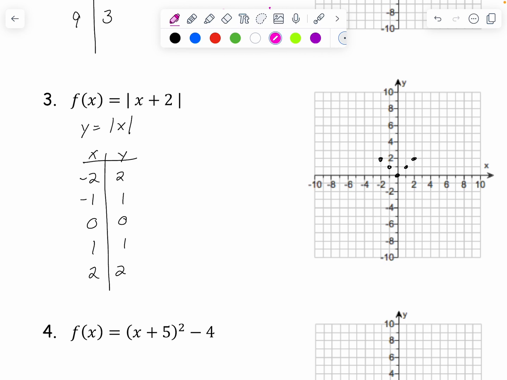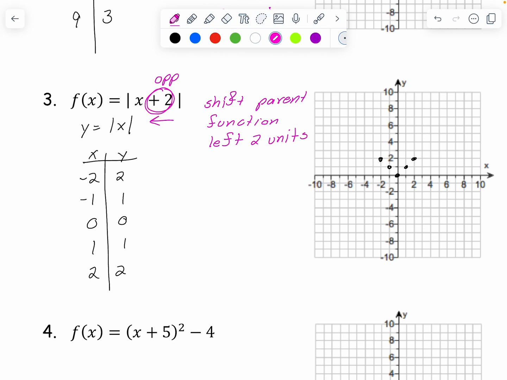And then we need to look at the difference between the equations. The only difference between this equation and this equation is this +2. But this time the +2 is inside of the absolute value bars, so we have to remember that this is opposite, which means that that is really going to the left. So this is going to shift the parent function left 2 units.